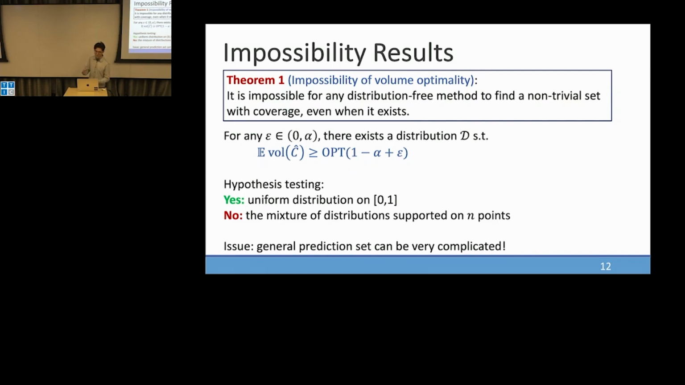So the issue for this kind of impossibility result is that if you fix some large n, then this no case is really supported on those endpoints, and your prediction set would only cover those n isolated points. So the general prediction set can be very complicated, and in this case, it's very hard to output a very nice confidence set to cover the probability mass.